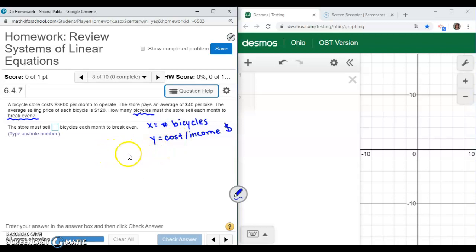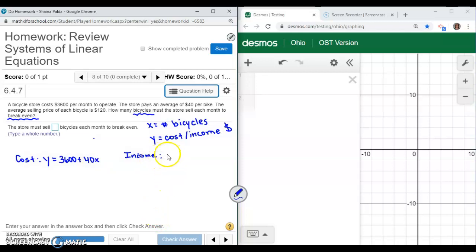Okay, so I'm going to do the first one as an income and the second one as a cost. The order doesn't really matter, but we can do cost first, since it starts with cost. It says that the total Y that it costs is $3,600 a month, plus they have to buy each bike for about $40 per bike. Okay, so that would be one of your equations.